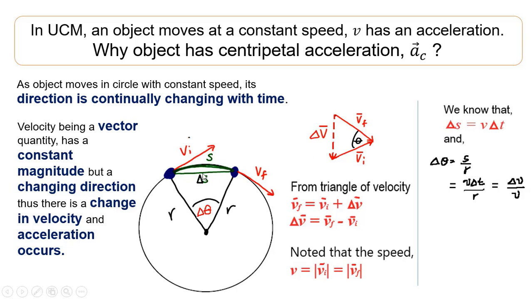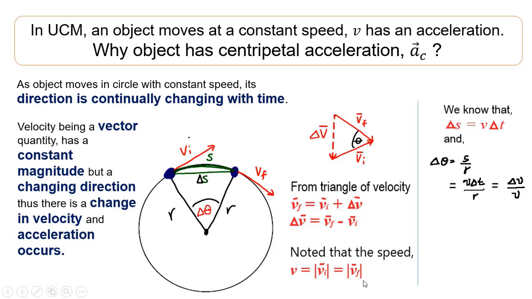Delta s over r, delta v over v, the speed v here is the magnitude of both initial velocity and final velocity.